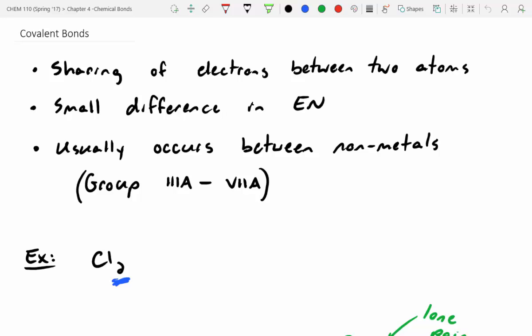So we said that there's two main types of bonds in chemistry, right? We said covalent bonds are when you share electrons between two atoms, and this occurs typically between nonmetals where there's a small difference in electronegativity. What's the other type of bond? Ionic. That's where you transfer electrons, you don't share them. We're going to be focusing on covalent bonds for the rest of today and maybe even tomorrow.